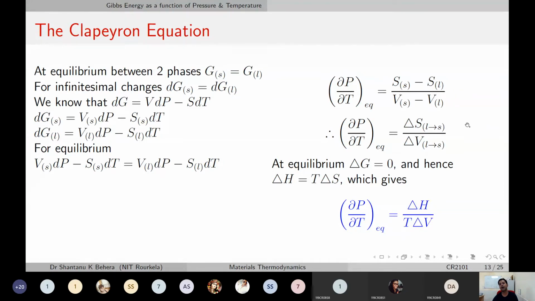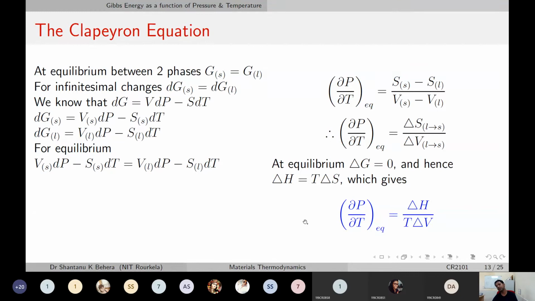So now we are coming to an equation where del P by del T is del S by del V, and since del G is del H minus T del S, and when we talk about equilibrium, del G is 0. If del G is 0, del H is equal to T del S. So instead of del S, we write the term del H by T. That gives me an equation where del P by del T is equal to del H by T del V.